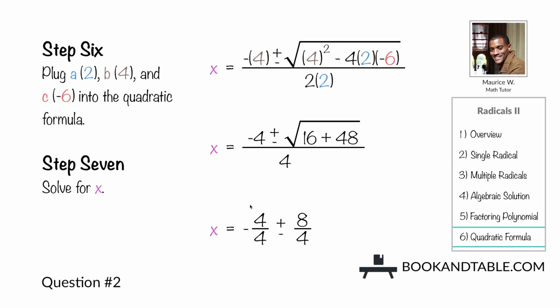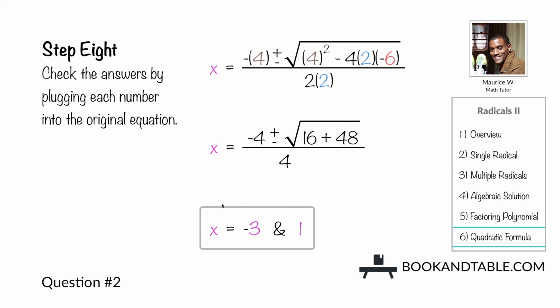So we see x is equal to negative 4 over 4 minus 8 over 4. Negative 4 minus 8 would be negative 12 over 4. And then negative 4 over 4 plus 8 over 4 gives you positive 4 over 4. Negative 4 plus 8, positive 4. So x is equal to negative 12 over 4, which is negative 3, and 4 over 4, which is positive 1. So we get x is equal to negative 3 and positive 1. And then step 8, check the answers by plugging each number into the original equation.